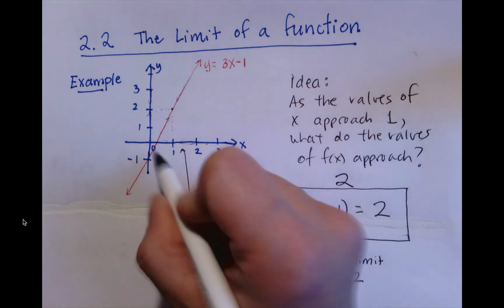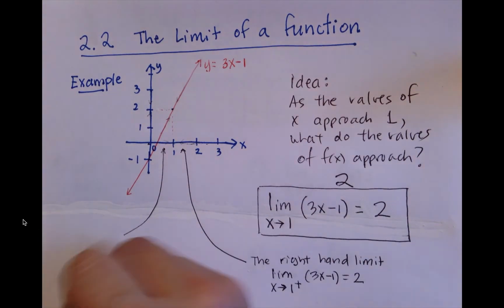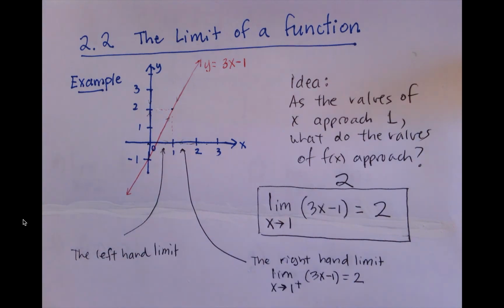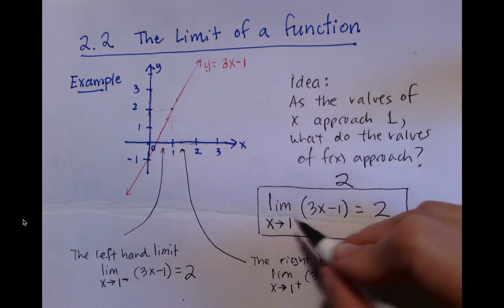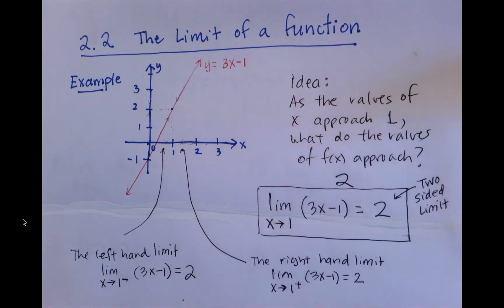And then naturally, if you're approaching 1 from the left, we call this the left-hand limit. The notation that we use is the following. There's a little superscript of a negative there, a minus sign. We write our function, and it happens to be the same. So in this case, if the left and the right limits exist and they're equal to each other, then we say that the limit exists. Sometimes this is called the two-sided limit, or just the limit.